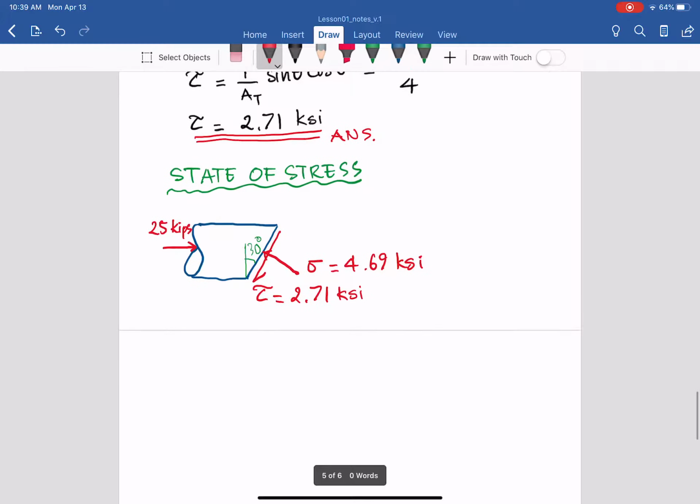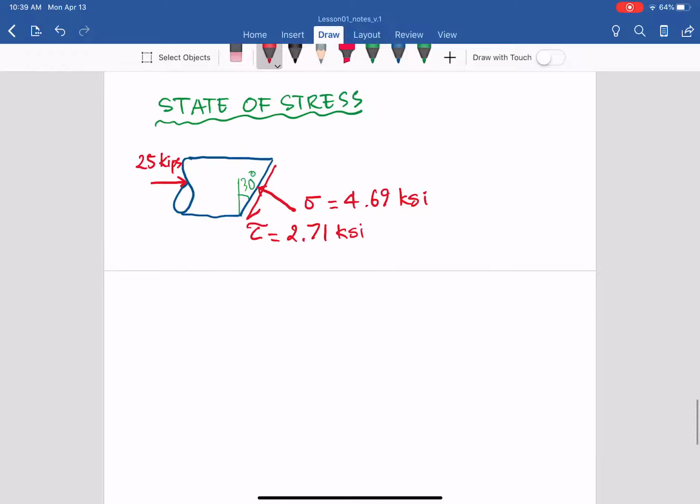So now we can talk about the state of stress. Basically, we can uniquely define the state of stress at a point by determining both sigma and tau on two orthogonal planes. We already have one plane that has sigma equal to 4.69 ksi and tau equal to 2.71 ksi. If we get another plane that is orthogonal, or perpendicular, to that plane, then we can form a state of stress. So let me write the definition first before we make that cut.